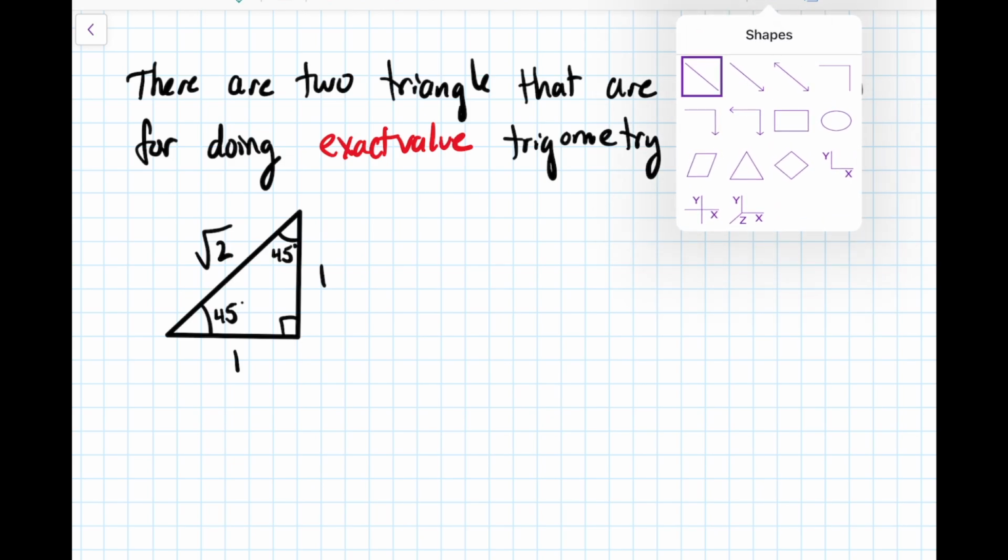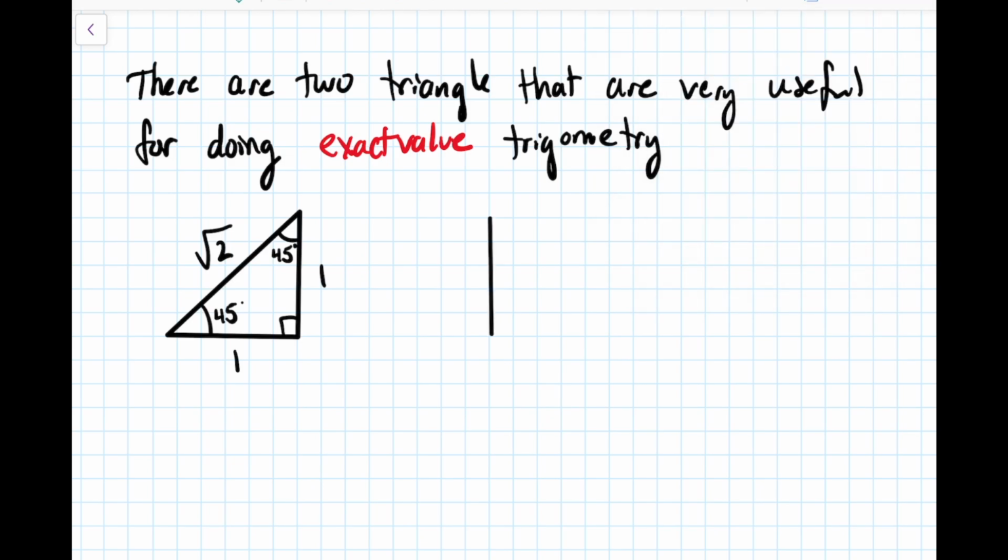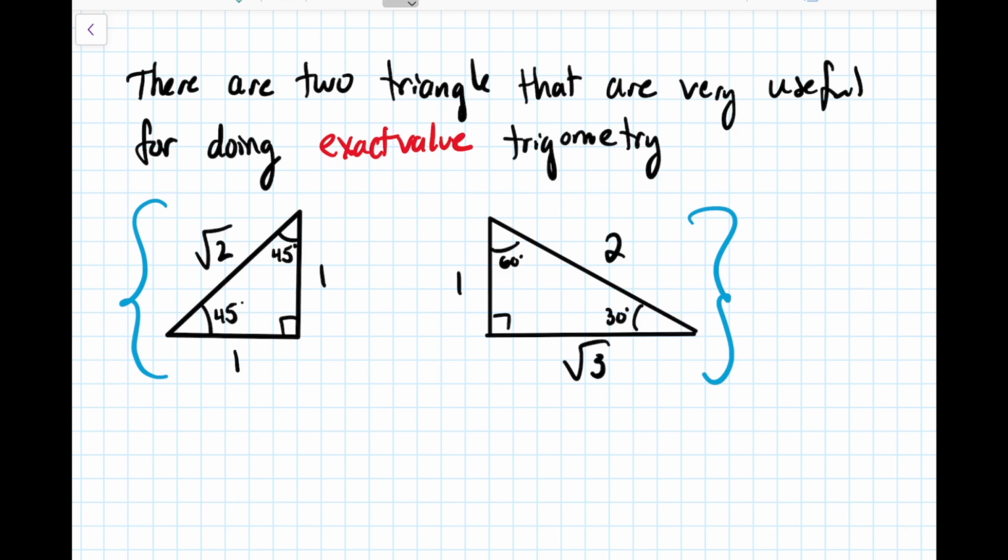Our second triangle is going to look something like this, and it is going to have angles of 30, 60, and 90, so a right angle. Our side lengths on this one are going to be 1 again, then root 3 down here, and 2 on the hypotenuse. Collectively, these two triangles are known as the special triangles.